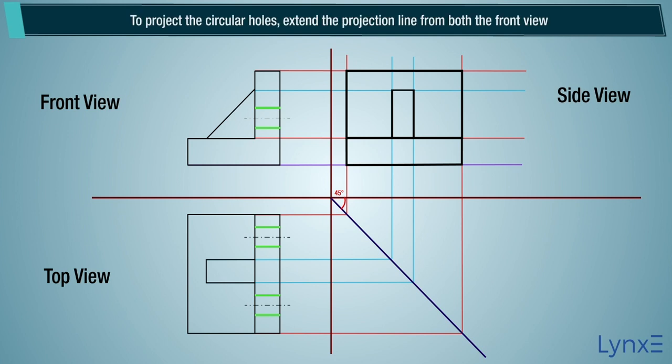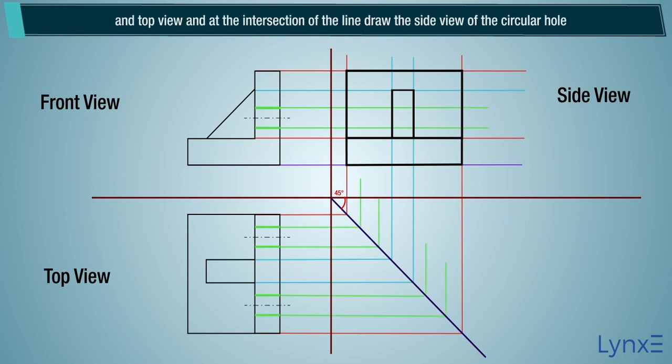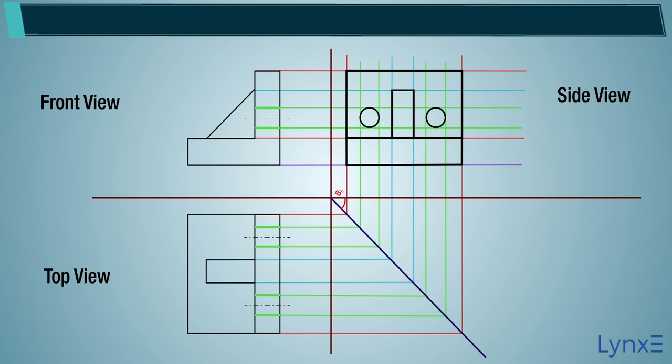To project the circular holes, extend the projection line from both the front view and top view, and at the intersection of the line draw the side view of the circular hole. Here we get the side view of the object.